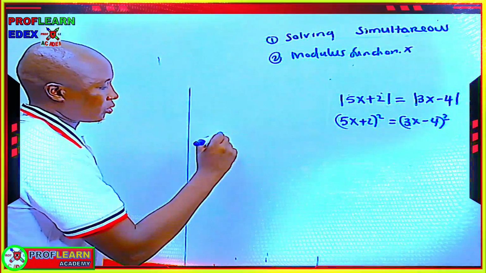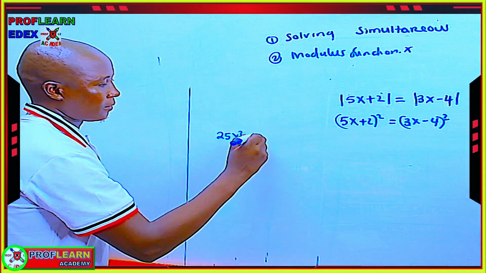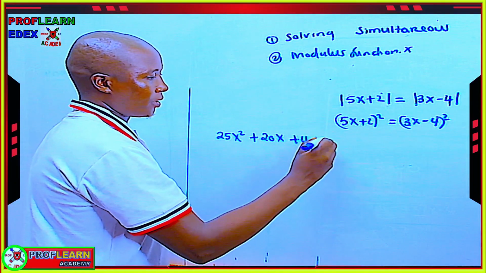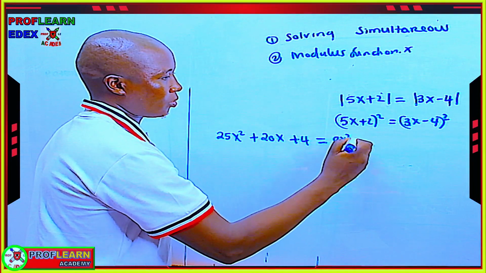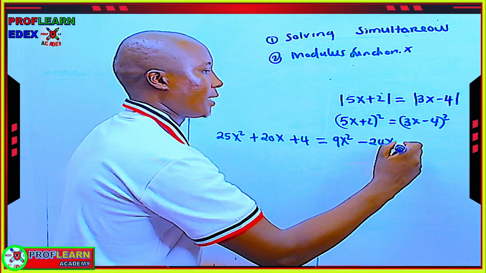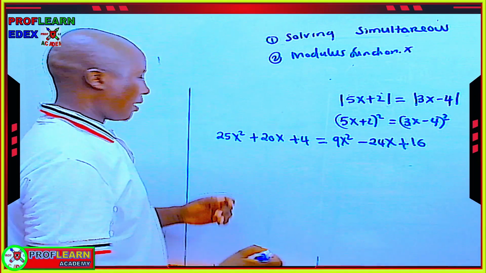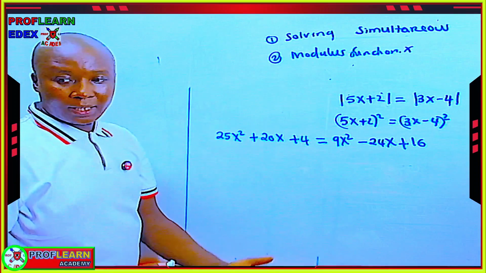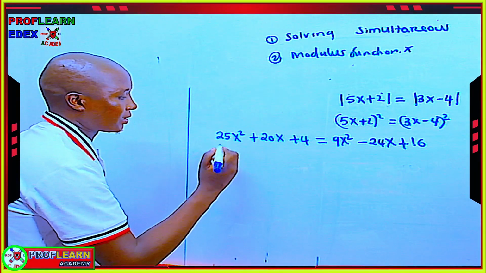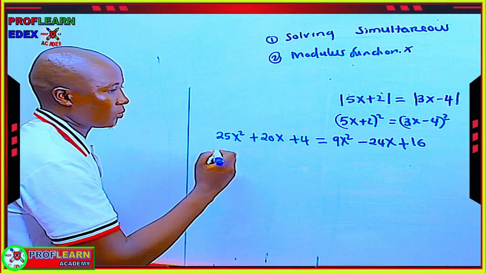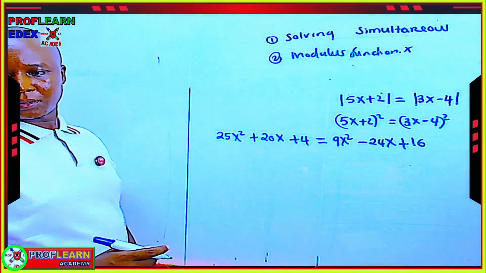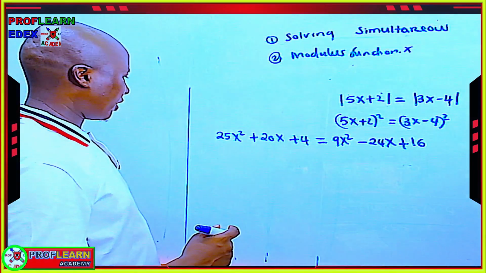Here we have 25x squared plus 20x plus 4 is equals to 9x squared minus 24x plus 16. Now, if we are going to put the like terms together in this expression, we are going to have 25 minus 9. 25 minus 9 will give us what? Ross? 25 minus 9 will give us?